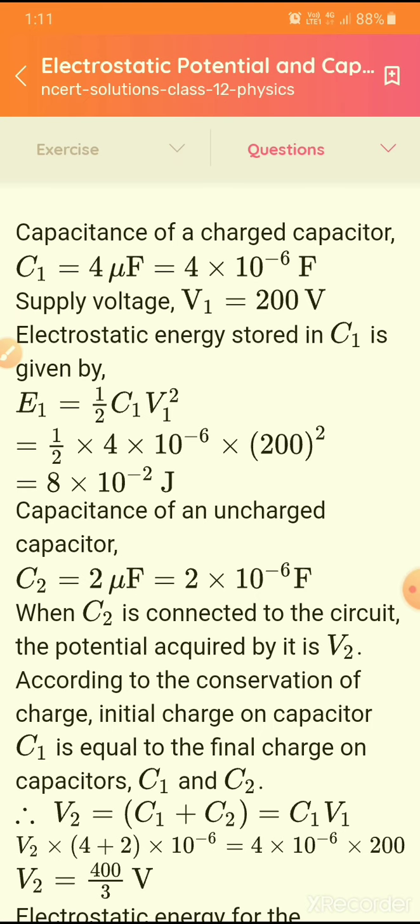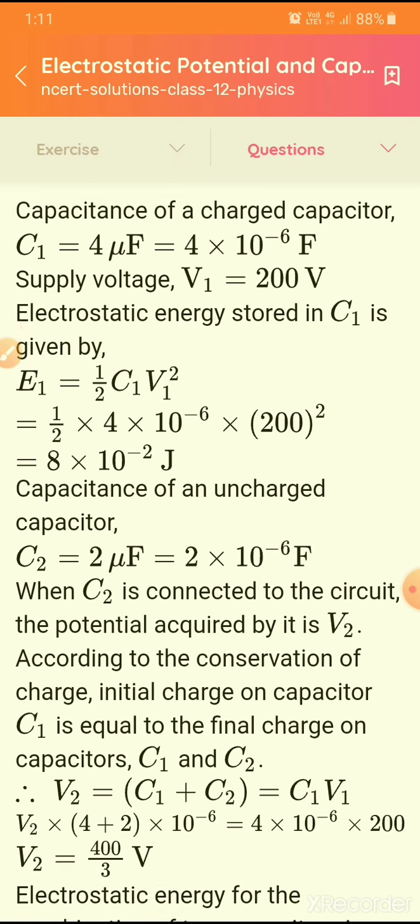So C2 is equal to 2 microfarads, 2 into 10 to the power of minus 6 farads. Microfarad is converted into farads. So again, what we are doing, we are changing the capacitor and connecting in the circuit. The potential V2 will occur, so that the final charge on the capacitors C1 and C2 is conserved. So the potential V2 can be written as C1 plus C2 times V2 is equal to C1 into V1.